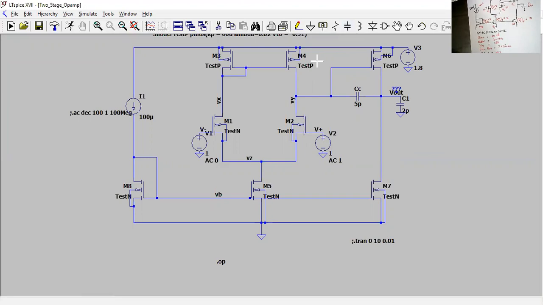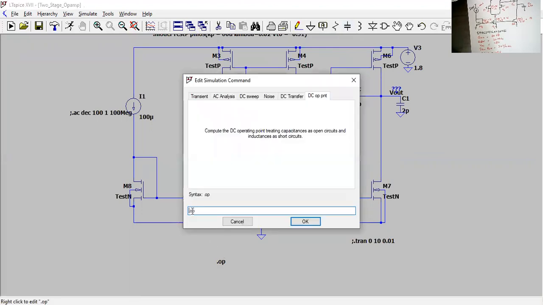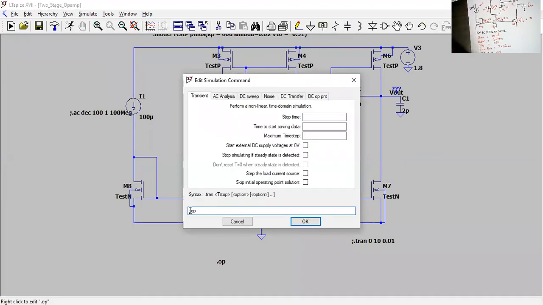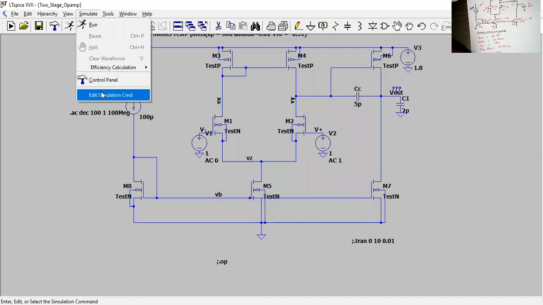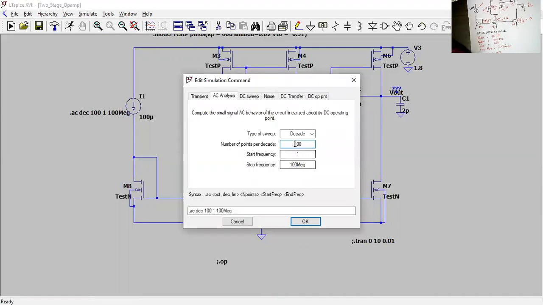Now let's move forward. We can now run the AC analysis. Let's close the operating points and turn on the AC analysis. From where you are, you can click on Simulate, Edit Simulation Command, and select the AC analysis type of sweep as decade, so that you can see the x-axis in log scale. We decide the number of points per decade, the starting frequency and the stopping frequency.